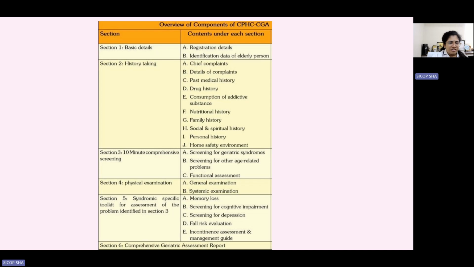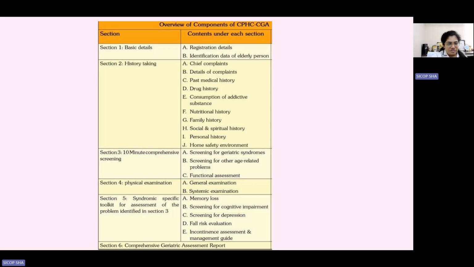Next is the family history. Is there any family history for any condition or something, that should be recorded over here. Next is the social spiritual history. What kind of social things there are, what kind of society they are a part of, what kind of spiritual practices they are doing, etc.